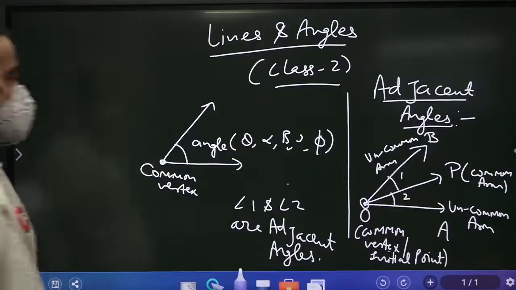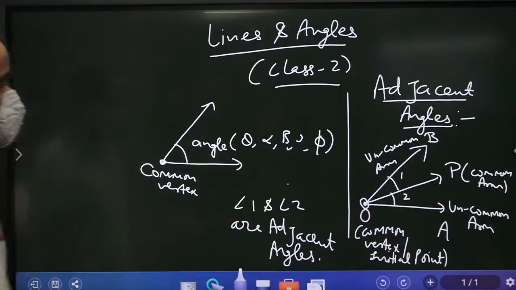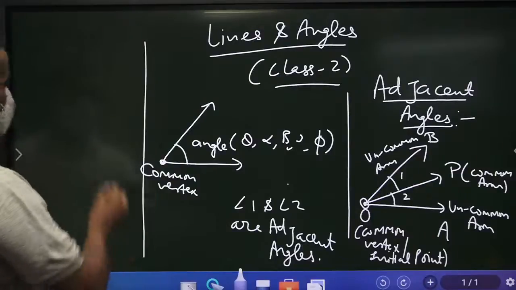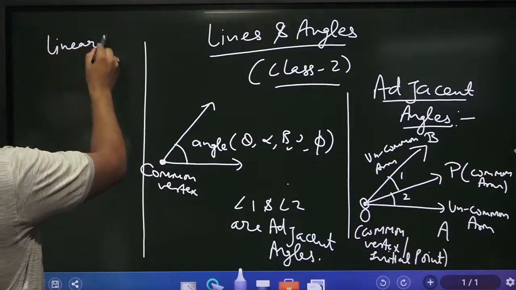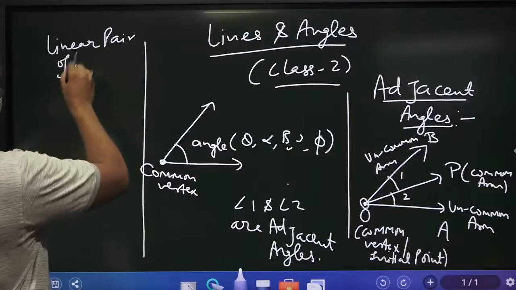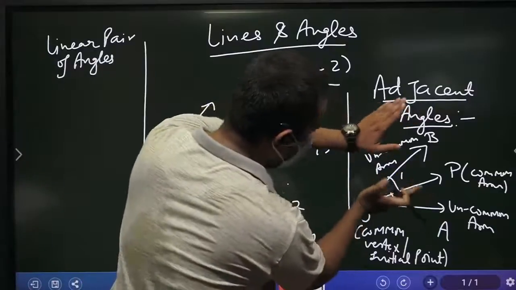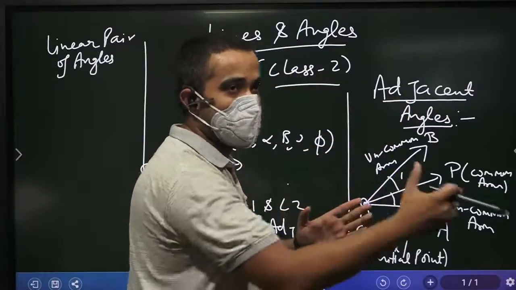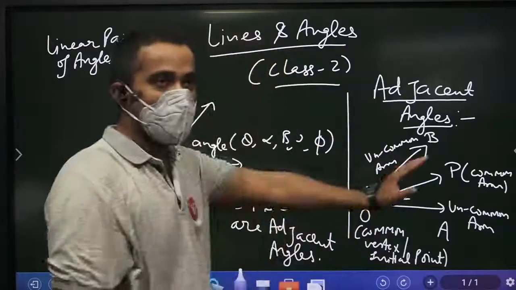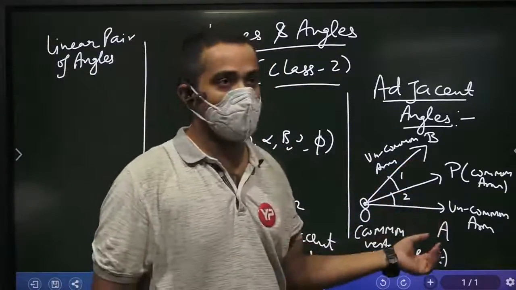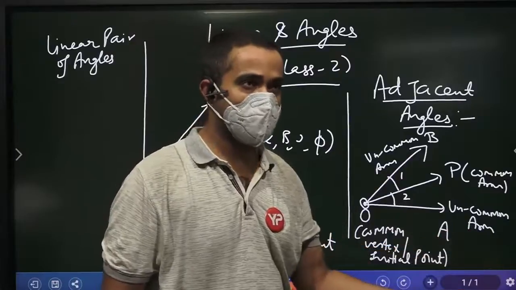Okay, so this is important. Next thing, after adjacent angles, is the linear pair of angles. That is very important. See, this is adjacent angles. 1 and 2 are adjacent angles, next to each other. There is one common arm, one common initial point, and two uncommon arms, so you will form an adjacent angle.